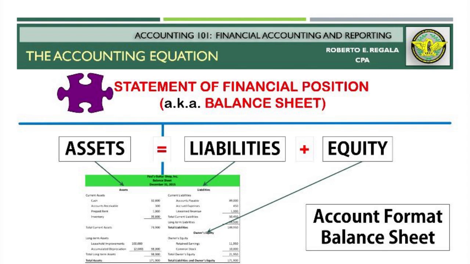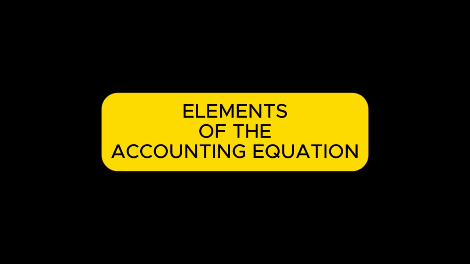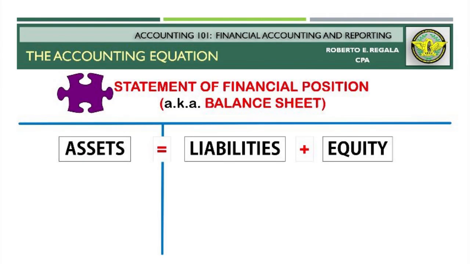So, while the account format may not be the most popular financial report, we will use this in our discussion of the accounting equation. Elements of the accounting equation. The first element of the accounting equation is assets, found on the left side of the equation.